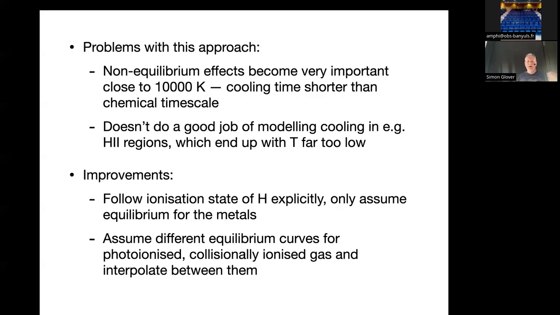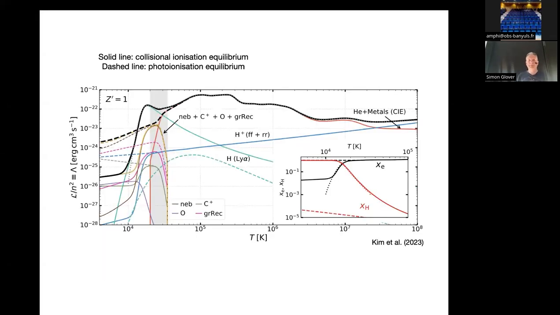You can also, to deal better with H2 regions, compute equilibrium curves for photoionized gas and for collisionally ionized gas and interpolate between them depending on your local condition. This is, for instance, what is done in the TGRES simulations. So this is a very complicated plot, most of which I'm not going to explain.